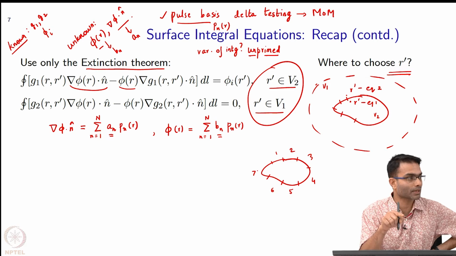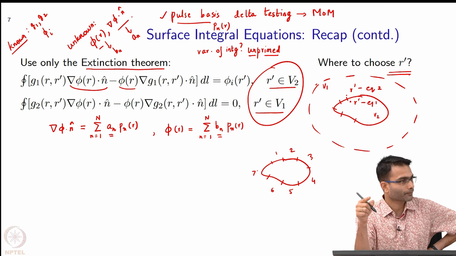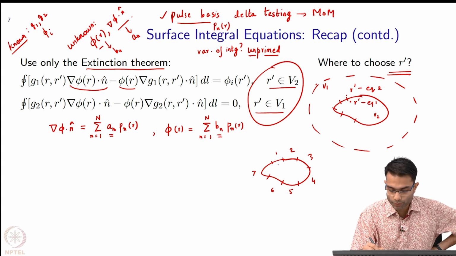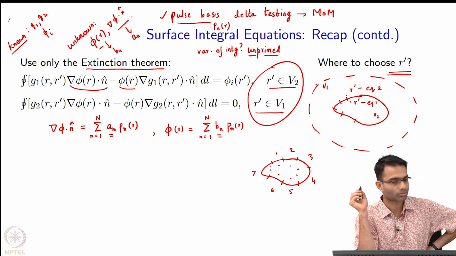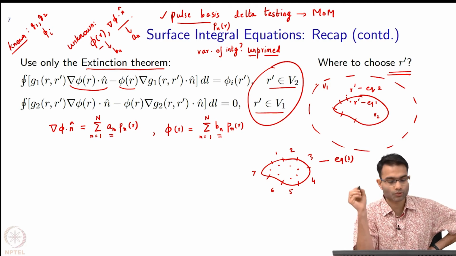There are 14 variables in this case, right? Each segment has an a n and a b n that I need to find out. So I could choose these 7 points anywhere here, I could choose these points like this, right, for equation 1. Can I choose my points like this?